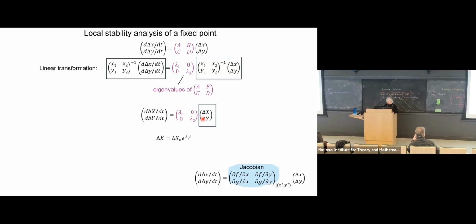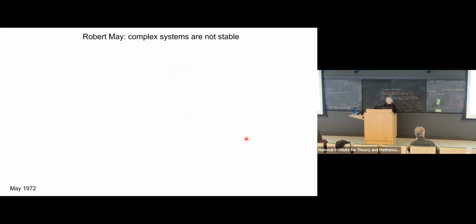So then we know the solution to this: it's delta x 0, your initial perturbation, times e to the lambda 1 t. For this to shrink over time, and lambda 1 can sometimes be a complex number, the real part of each of the eigenvalues must be less than 0. Then the fixed point is stable. So that is the two-dimensional extension of the one-dimensional case. That's how you analyze the stability of a fixed point in a two-dimensional case.